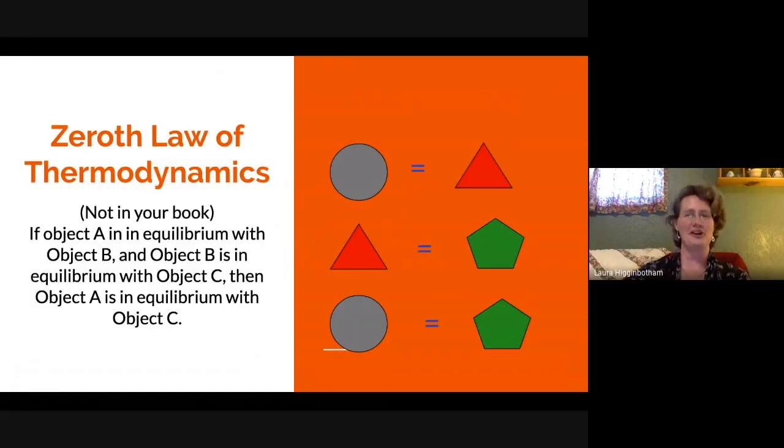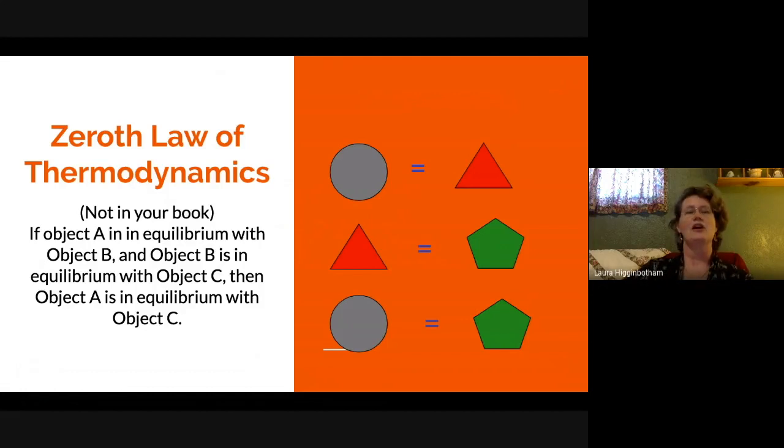So, the 0th law of thermodynamics. This one is not in your book. This is extra information. It's typically not introduced to high school, but you guys can handle it. It's called the 0th law, I think, because it was so basic, people didn't realize it needed to be stated until people weren't getting it.